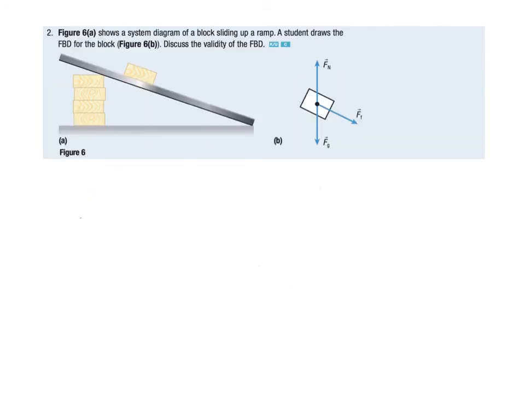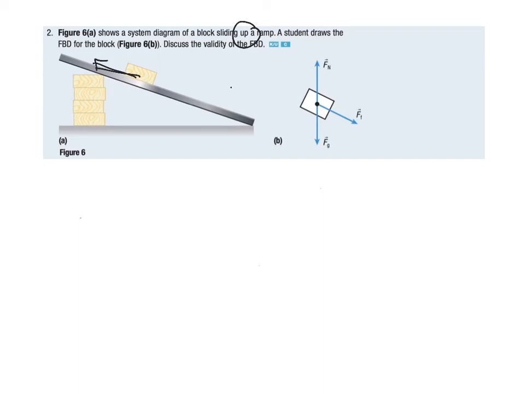Question. Figure 6 shows a system diagram of a block sliding up a ramp. A student draws the free body diagram. Discuss the validity of the free body diagram. Okay, so you've got to read this really carefully. I circled the word up. The box is actually sliding that way. It's not sliding down. So maybe somebody pushed it and now it's sliding up.